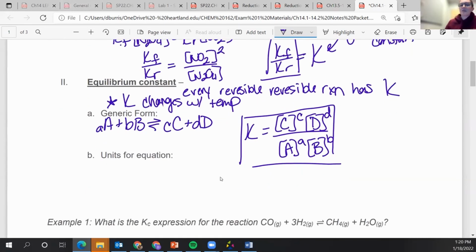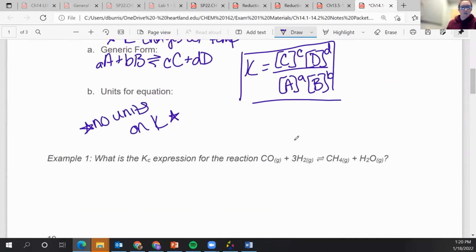This is one of the only times I will tell you this: there are no units on K. These stand for molarity, but they're all going to cancel out, at least for the most part. So there are no units on K, the equilibrium constant. All those concentrations cancel out.